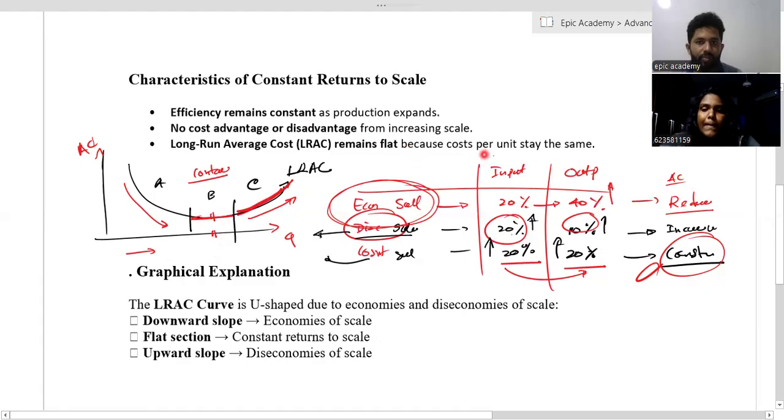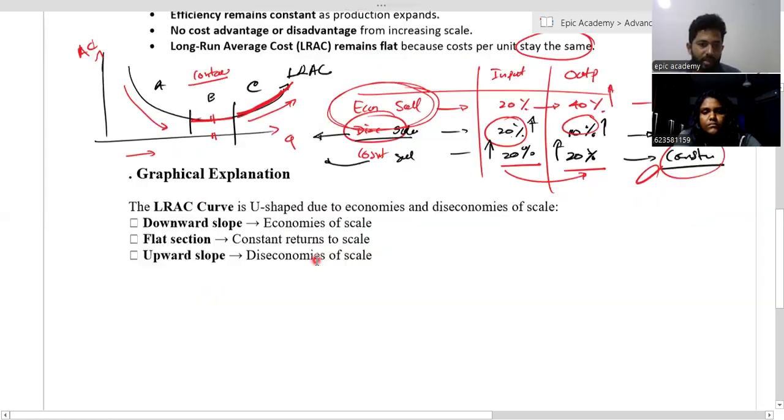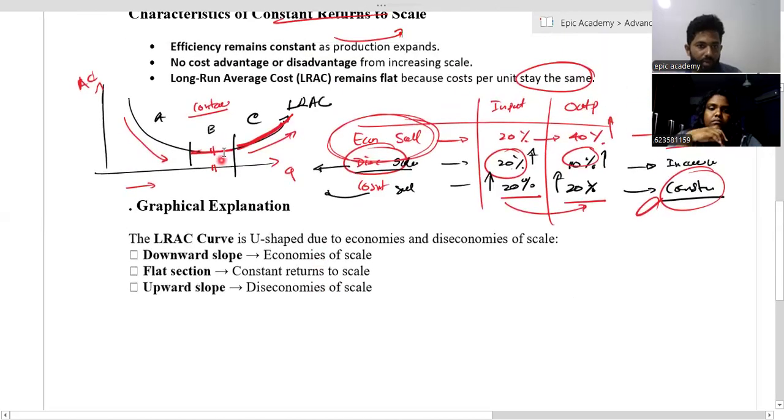Remain flat because the cost per unit stays the same, it is not going to change. That is why we call it constant return or constant scale. The graphical interpretation for that one is this one. We already identified that.